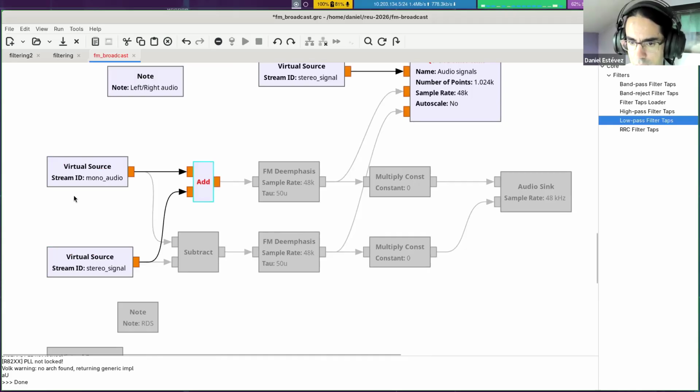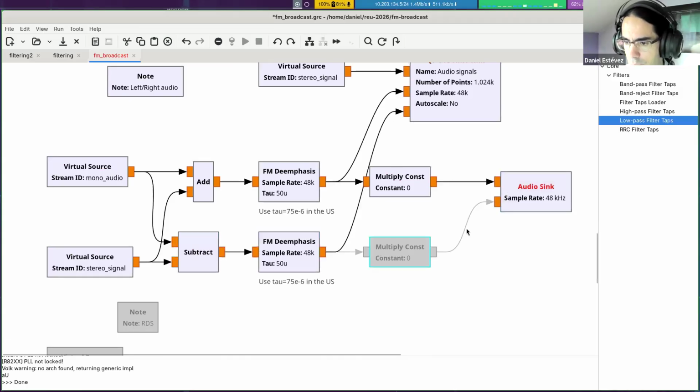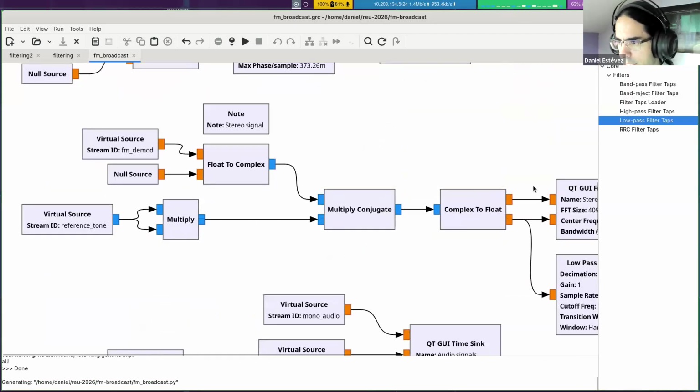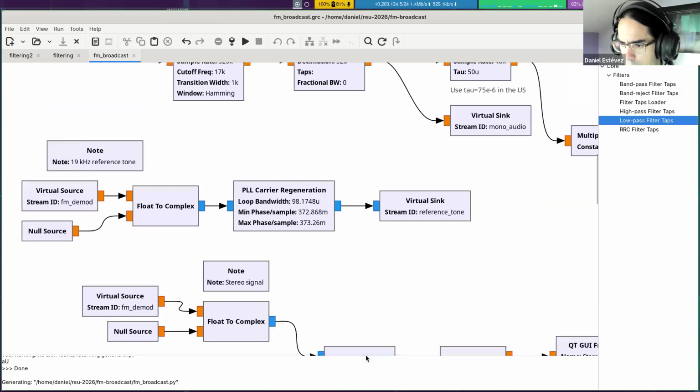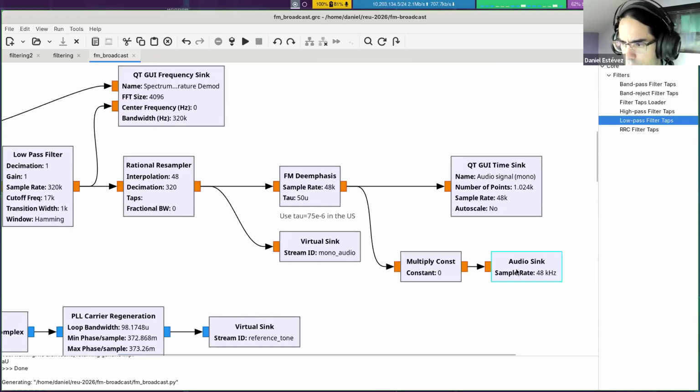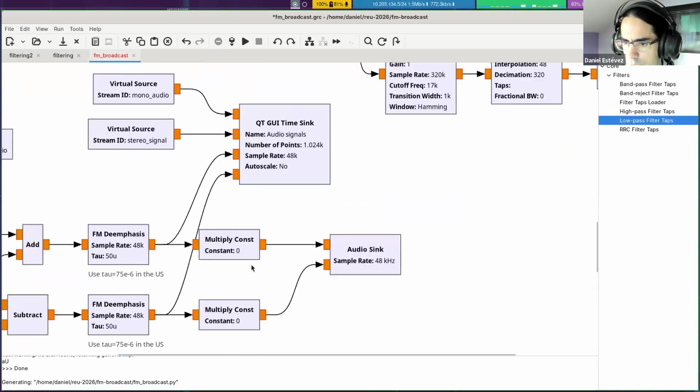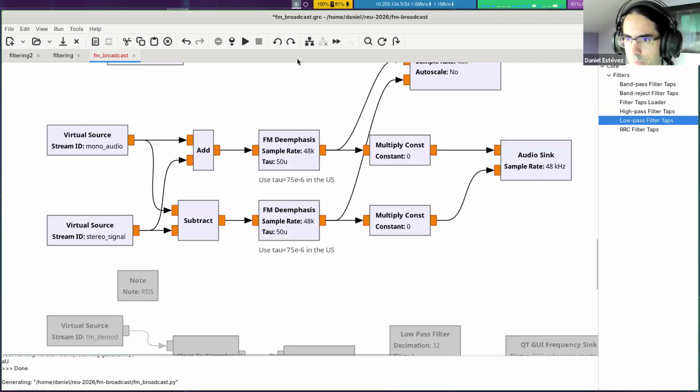So if this is the sum and this is the difference, if I sum them, I get the left channel. If I subtract them, I get the right channel. And the emphasis is supposed to be done separately on the left and right channel. So that's the proper way to do the emphasis on stereo audio. So this is my signal. I need to disable the audio sink here because I don't want to have two different audio sinks.